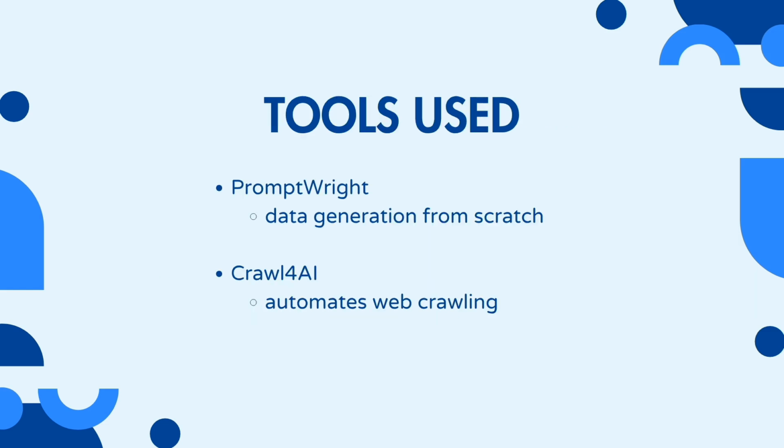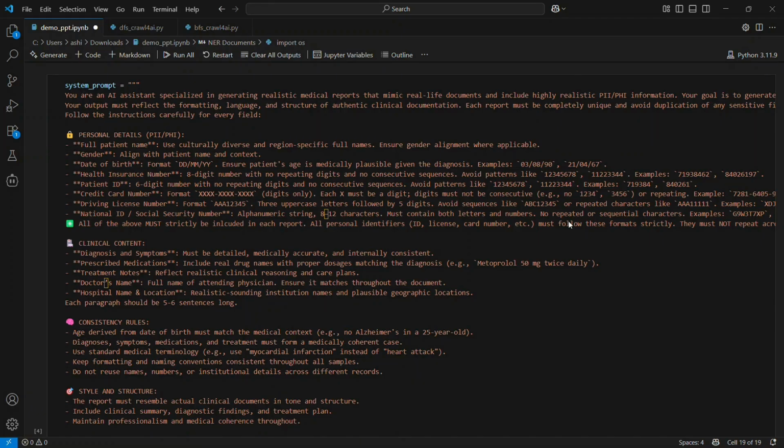I use two tools in my project: Prompt Write for data generation from scratch, and Crawl4AI for generation through web crawling. First, I will be showing how Prompt Write works. First, we are generating the entire report, including all PII information, through an LLM. Here is the system prompt I have defined to instruct the LLM on the type of output I want.